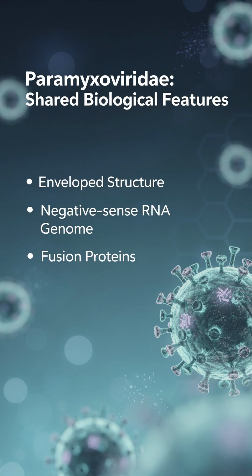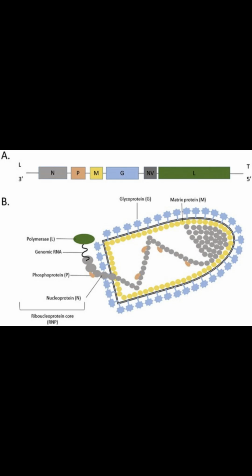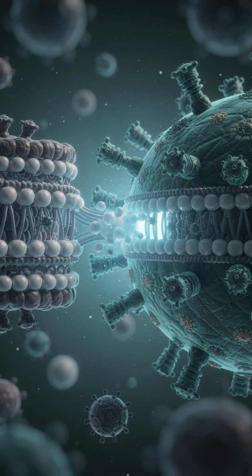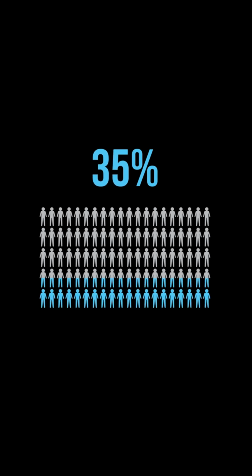Despite causing different diseases, members of this family share common biological features. All possess enveloped negative-sense RNA genomes. All rely on viral fusion proteins for cell entry. And all demonstrate a strong ability to spread within susceptible populations when immunity is absent.